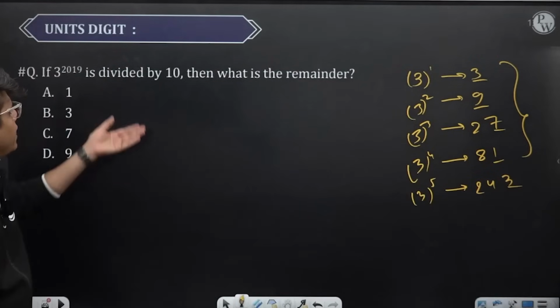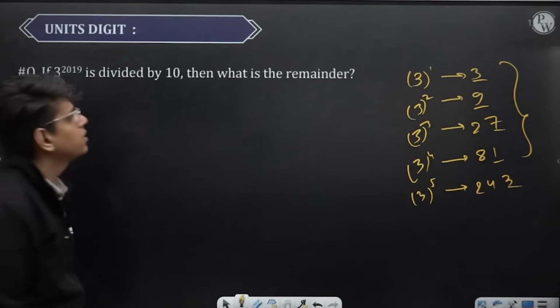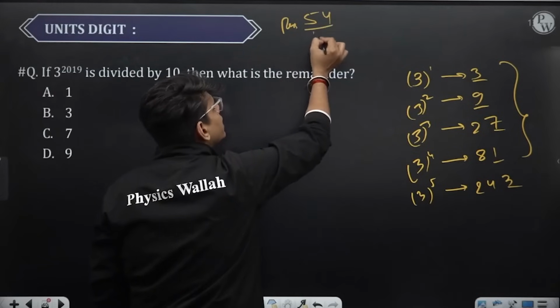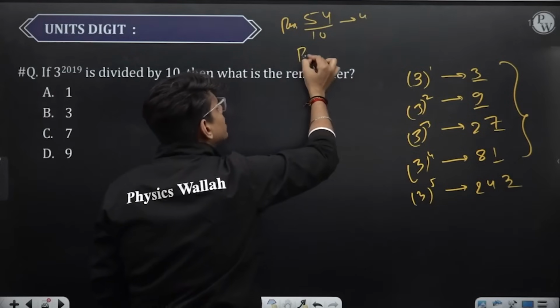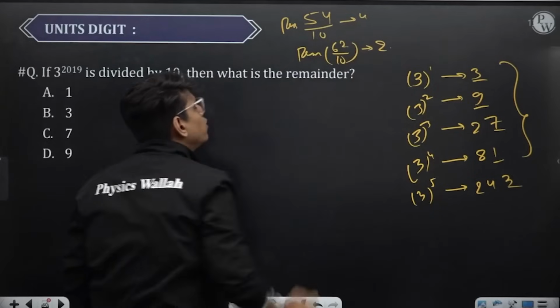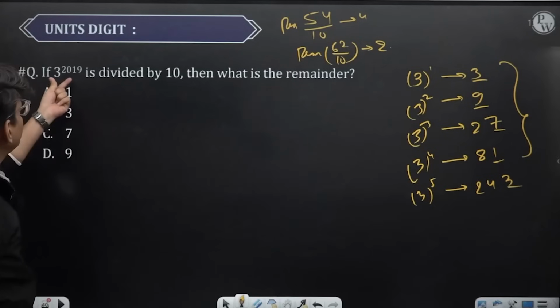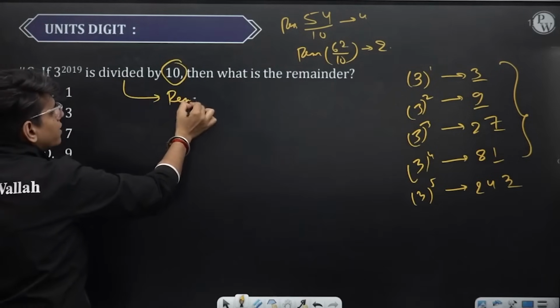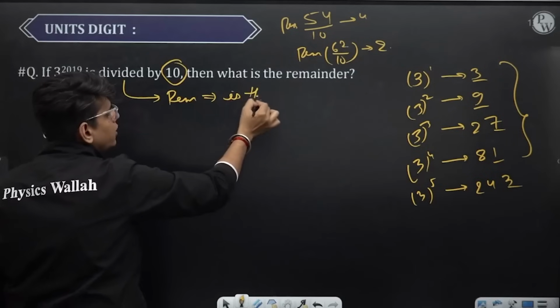Whenever you divide a number by 10, what is the remainder? Suppose you divide 54, you have to find the remainder when 54 is divided by 10, you will get 4. What is the remainder when 62 is divided by 10? You get the remainder as 2. So whenever you divide a number by 10, the remainder is the units digit.